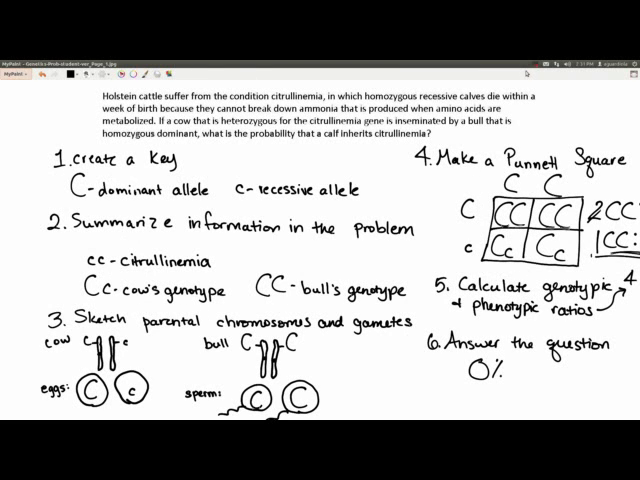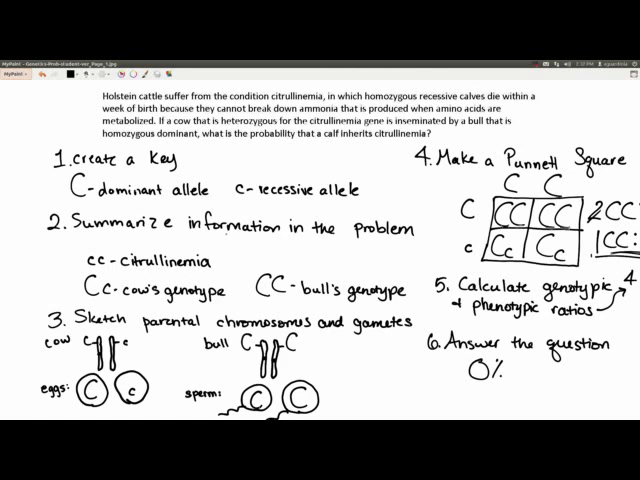All right, so to summarize, once you have read the problem, you want to create a key so that you are using the same letter for the dominant and recessive alleles. So you use the capital letter for the dominant allele, lowercase letter for the recessive allele. You then want to summarize the information that's in the problem, look for information about parental genotypes and phenotypes, as well as the genotypes and phenotypes of the offspring.